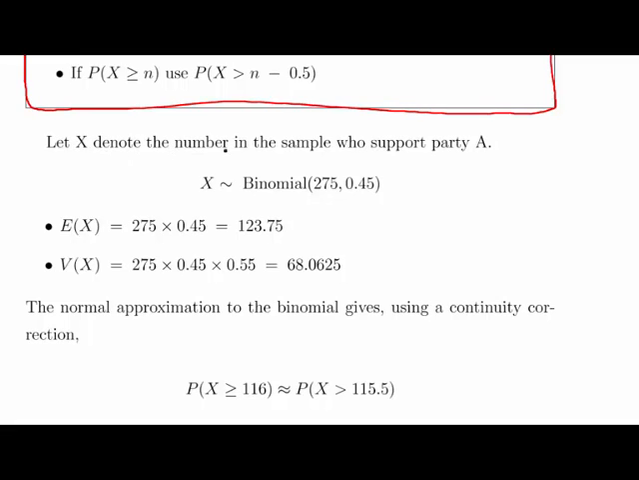Let X denote the number of people in the sample who support party A. So we can express X as a binomial random variable with n equal to 275 and p equals 0.45. The mean and variance are calculated by np and np(1-p). That should give us 123.75 and 68.0625 respectively for the mean and variance.